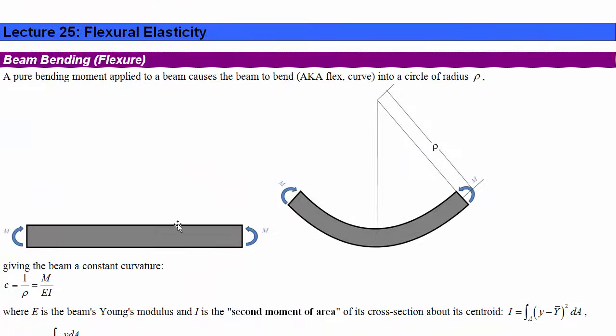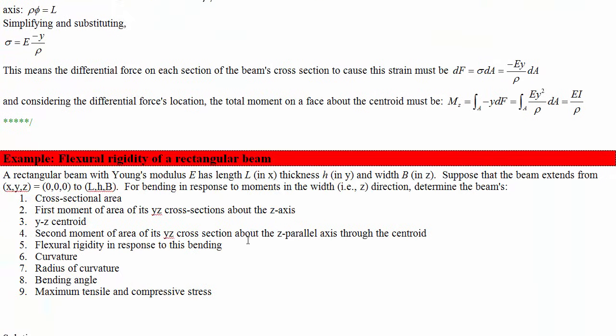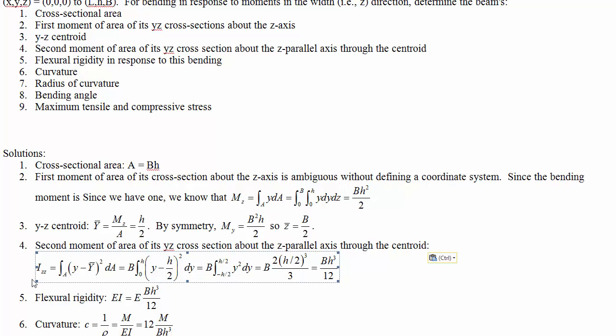So if the beam is looking like this, and we've got X here, Y up, and Z out of the page, the Z axis through the centroid of the cross-section would be the one in the middle, the one that's at Y bar. Okay, so IZZ is the integral of Y minus Y bar all squared. Substituting in the Y bar that we calculated, in the width direction, we can just do that integral. It's an iterated integral. There's nothing changing inside with the width for this beam because it has a rectangular cross-section. So it turns out to be b h cubed over 12.